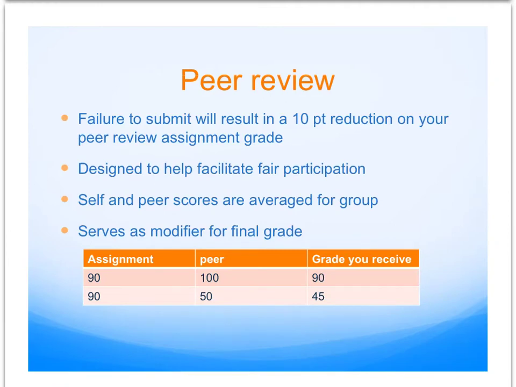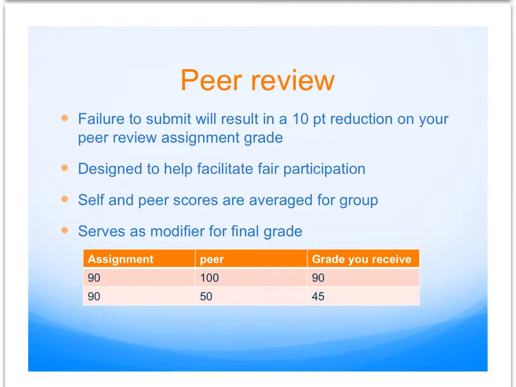You should note that there is a peer review component to this. Failure to submit your peer review will result in a 10-point reduction on your peer assignment grade. This is designed to facilitate fair participation. You and your team will evaluate yourself and all the other team members on how you actually contributed to the assignment, and all those scores for each person will be averaged together to ultimately give you a peer grade. It serves as a modifier for the final grade such that your peer review grade represents the percentage of the assignment grade that you will receive.